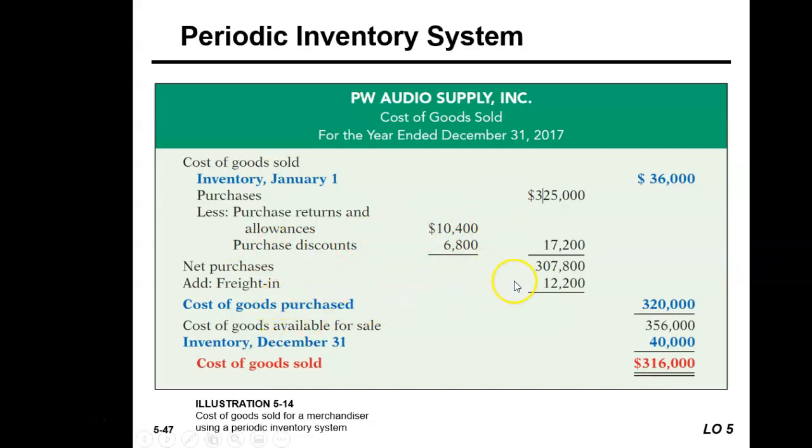Then add in your freight costs, that's your shipping costs, to your net purchases to get your cost of goods purchased, in this case $320,000. Add that to your beginning inventory to get cost of goods available of $356,000. Subtract out what you have remaining in the inventory to get your cost of goods sold in the amount of $316,000. So this is how you calculate your cost of goods sold under the periodic inventory system.